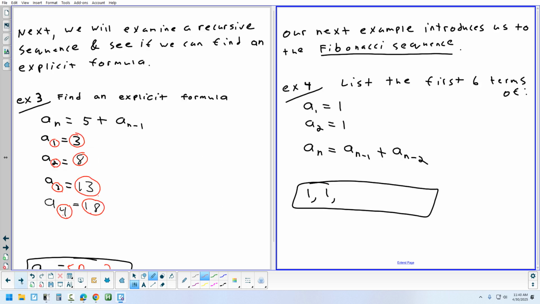Okay. So here's another sequence which maybe you've heard of, or maybe not. It's called the Fibonacci sequence. And the Fibonacci sequence is a very popular recursive sequence that does have an explicit formula.